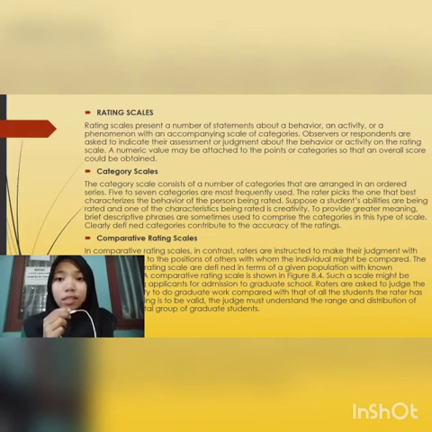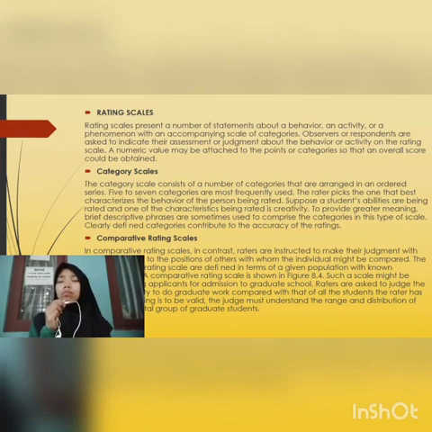And rating scales have two types: category scales and comparative rating scales. What are category scales? Category scales consist of a number of categories that are arranged in an ordered series. 5 to 7 categories are most frequently used. The rater picks the one that best characterizes the behavior of the person being rated.